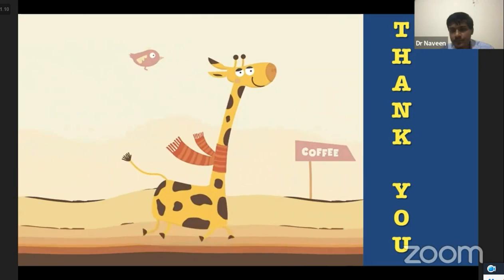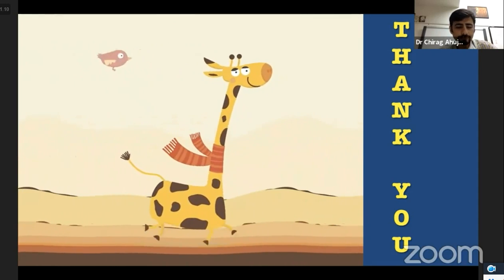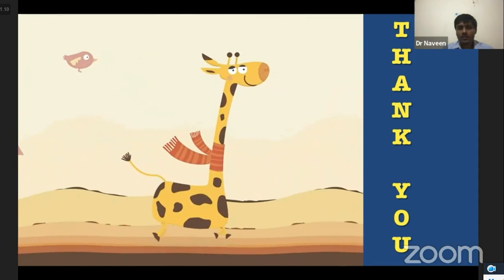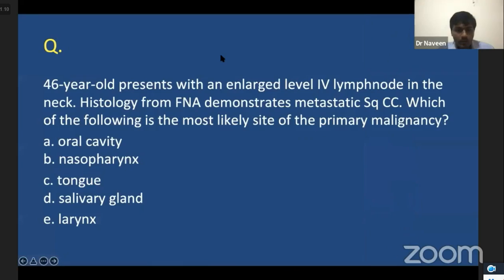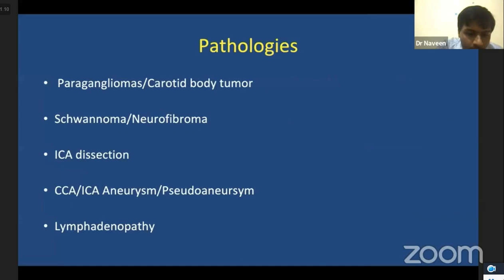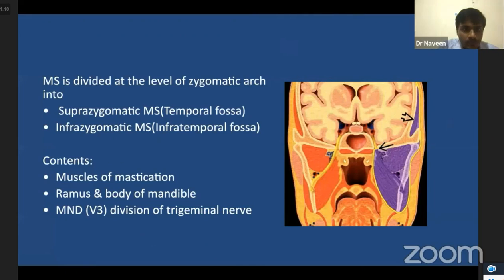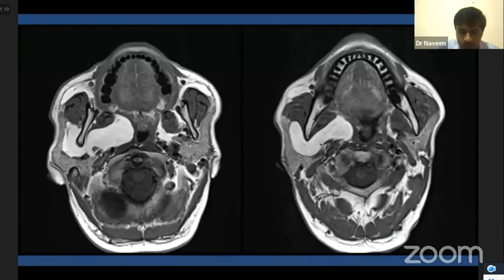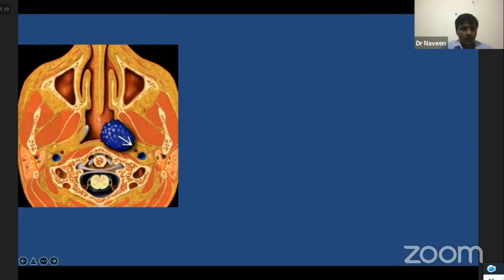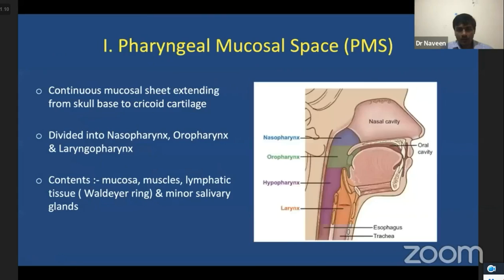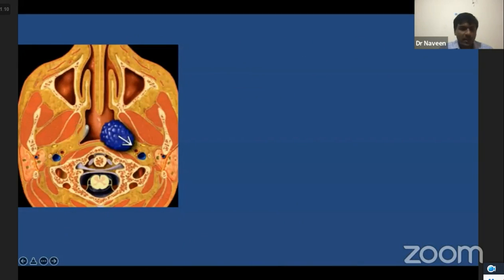Next question: posterior pharyngeal wall, please explain the anatomy on CT and MRI.